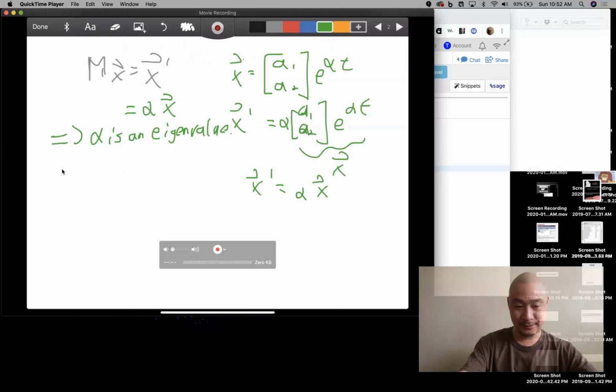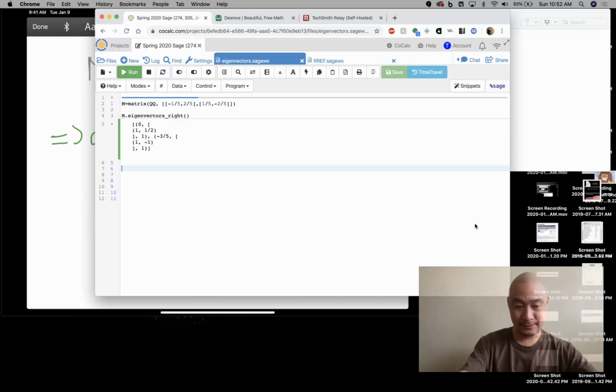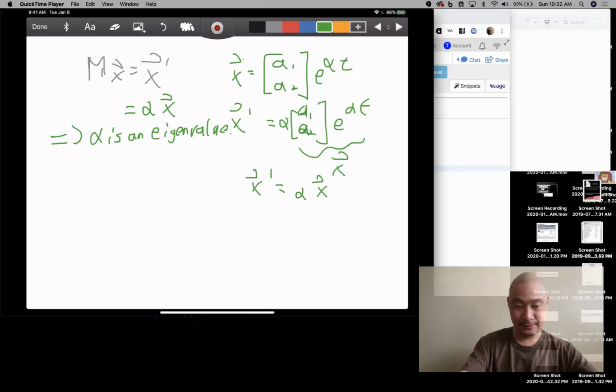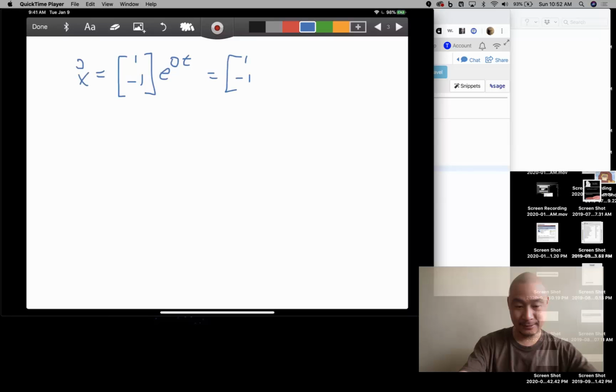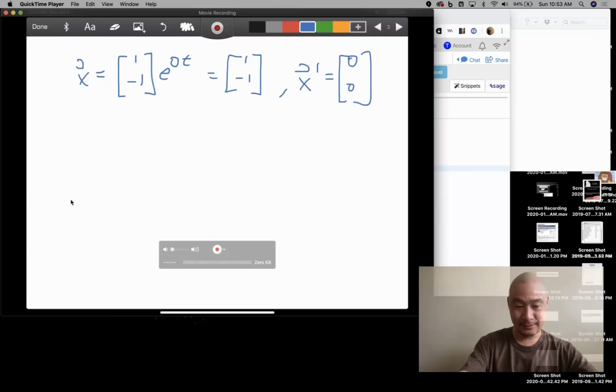So, taking a look at our matrix here, let's go ahead and test our various solutions. And so I claim that a solution to this differential equation, a possible solution, is vec x equal to 1 minus 1 e to the 0t, which I suppose is just 1 minus 1. If that's a solution, then we should note that vec x prime is simply going to be 0, 0, right?